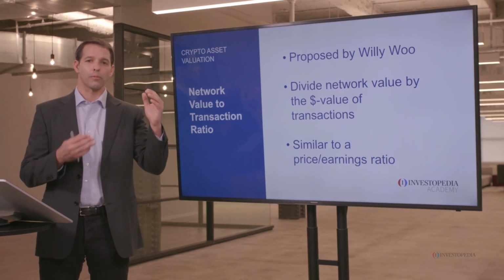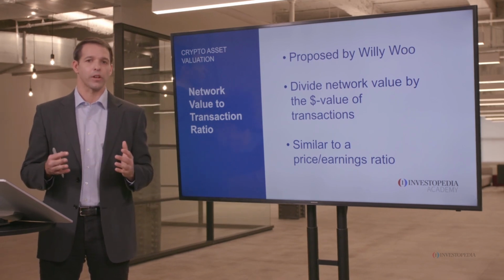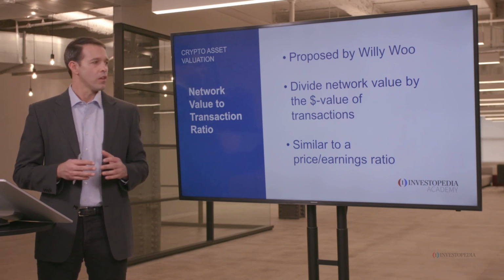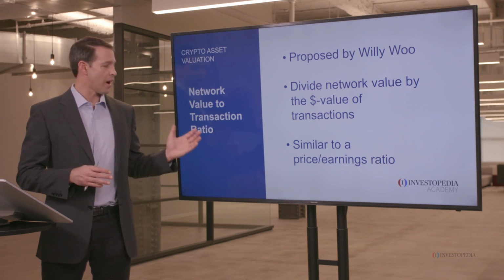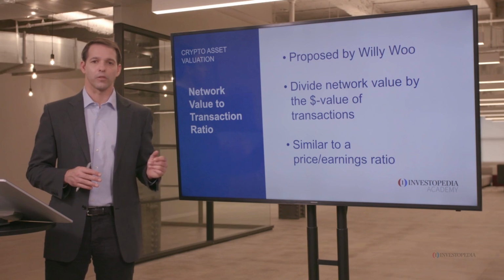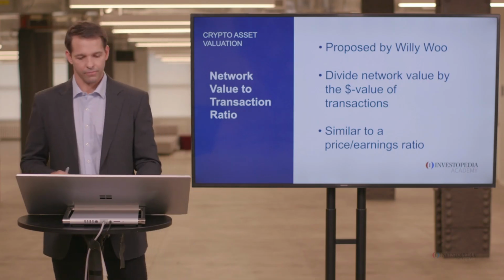So you would divide 200 by 10, and you get a price-earnings ratio of a stock of 20. You can do a similar metric with the network value to transaction ratio in the cryptocurrency space. And let me get into that.